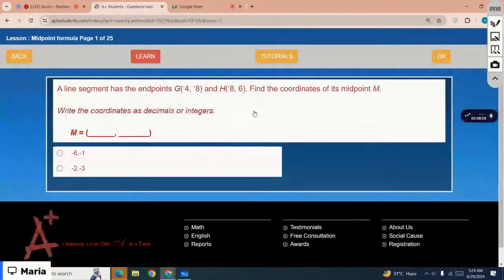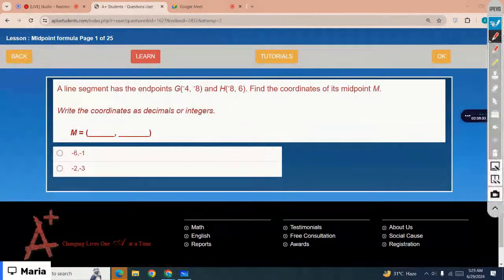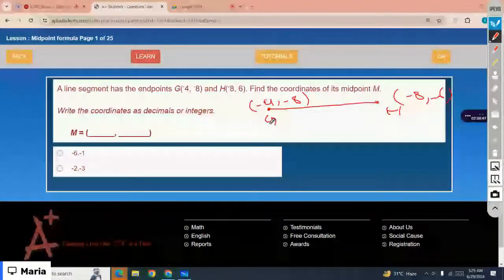A line segment has endpoints G (negative 4, 8) and H (negative 8, 6). What are the coordinates of its midpoint? So for example, here is the line, right? That is G and H. G has the coordinates negative 4, 8 and H has the coordinates negative 8 and 6, right?